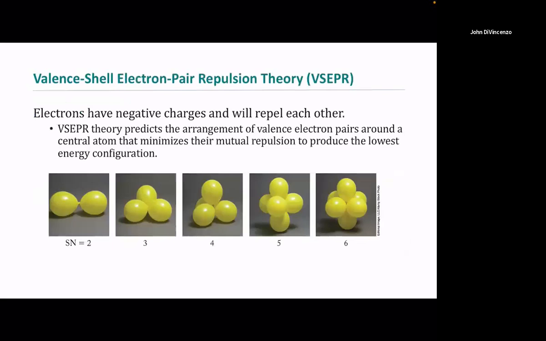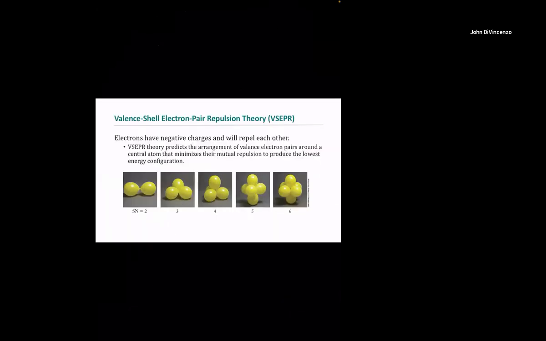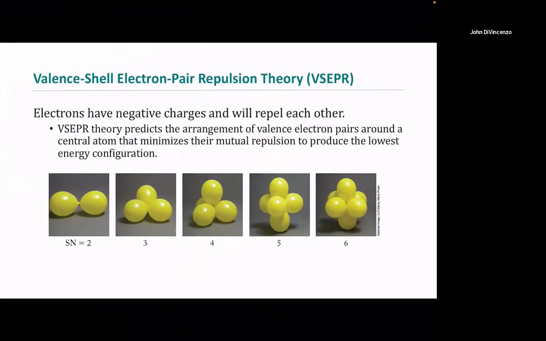So I made this analogy before. It's like holding balloons all by where they're tied and how they spread each other out. You think of that as the electron repulsion, as electron clouds there. And this is the steric number. It's the number of electron pairs surrounding the central atom. Okay, it doesn't matter if they're bonded or non-bonded. Steric number is simply the electron groups around the central atom.